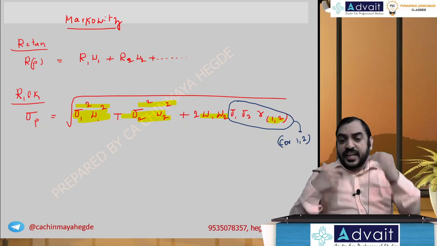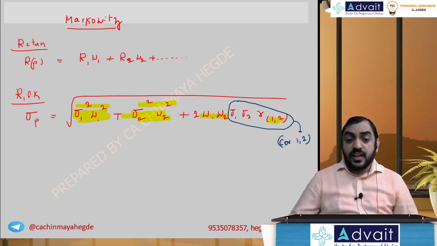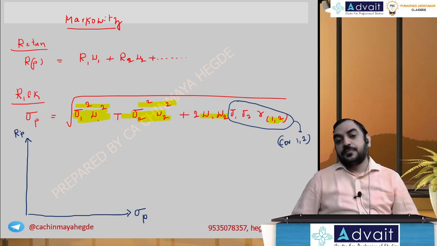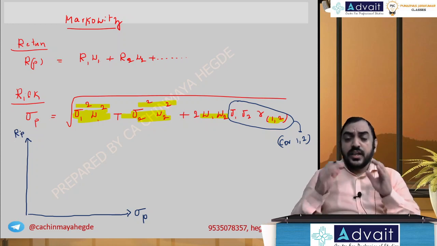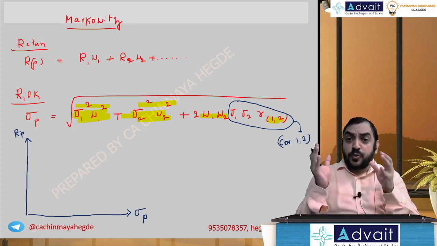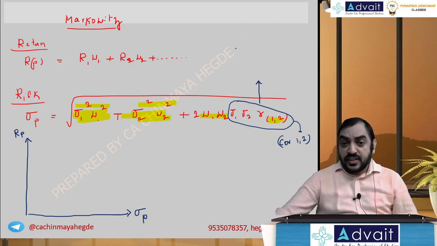So like this, if I calculate the risk of a portfolio and represent it in a graph, how does it look? He draws the graph like this. X-axis, he says standard deviation of portfolio, and y-axis, return of portfolio. And what he says is, if you want to reduce the portfolio risk, the securities should have negative correlation.